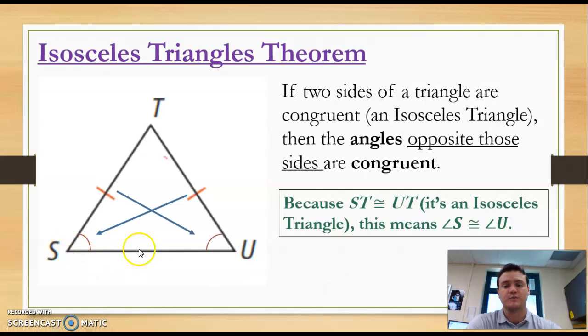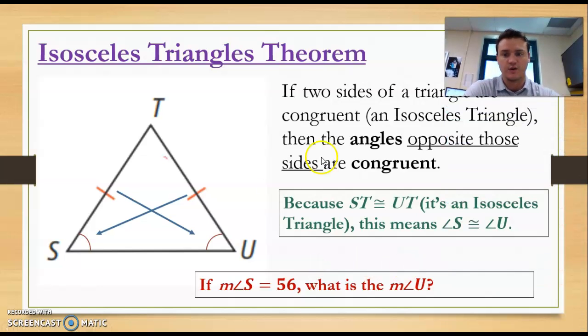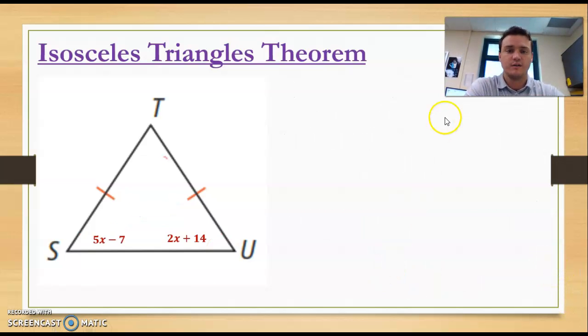So angle S would be congruent to angle U. We're going to work through a problem that involves this. If we knew that these sides were congruent based off of these marks, and we knew this angle is 56, that means that angle U would have to be 56 as well. So that is the isosceles triangle theorem: when you have an isosceles triangle, the angles opposite those congruent sides are also congruent.